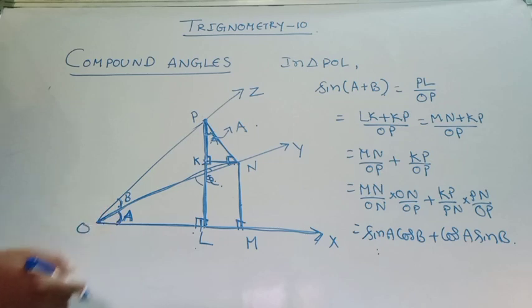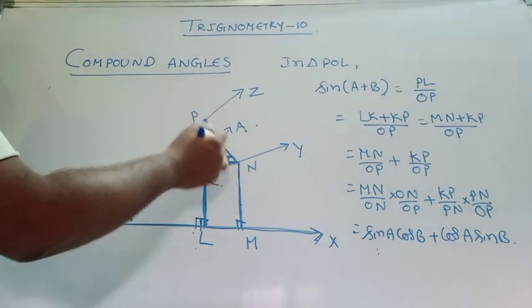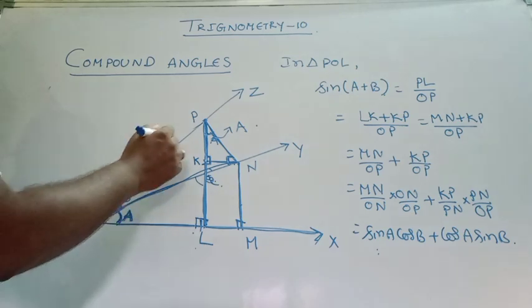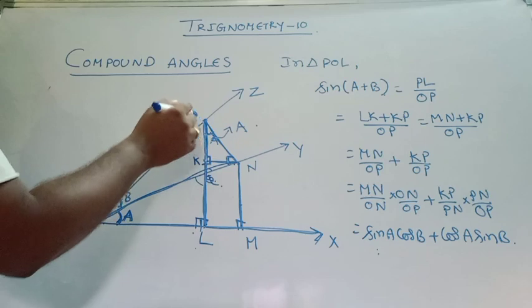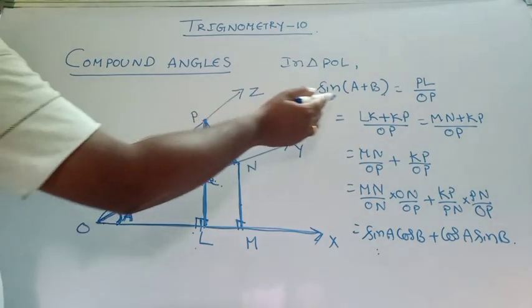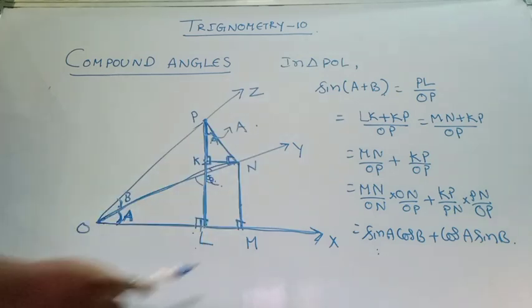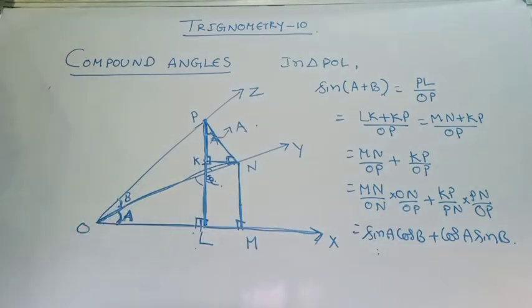And PN by OP we are having finally. This is PN by OP. For this triangle, the angle is B, and the opposite side is PN. PN by OP is nothing but sin B. Therefore, finally we have got sin of A plus B is equal to sin A cos B plus cos A sin B. Very nicely we have got this particular derivation of sin of A plus B.